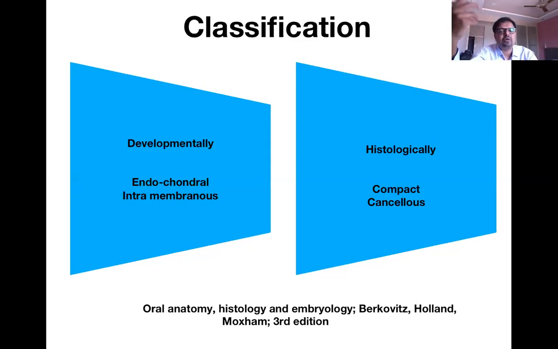On the other hand, there's something called intramembranous. Most of the bone which is there in the head area, that's the skull as well as the facial skeleton, okay, is all what we call intramembranous. So you basically have a sheet or a membrane of collagen, and then this collagen sheet is then mineralized. So that's what is known as intramembranous ossification.